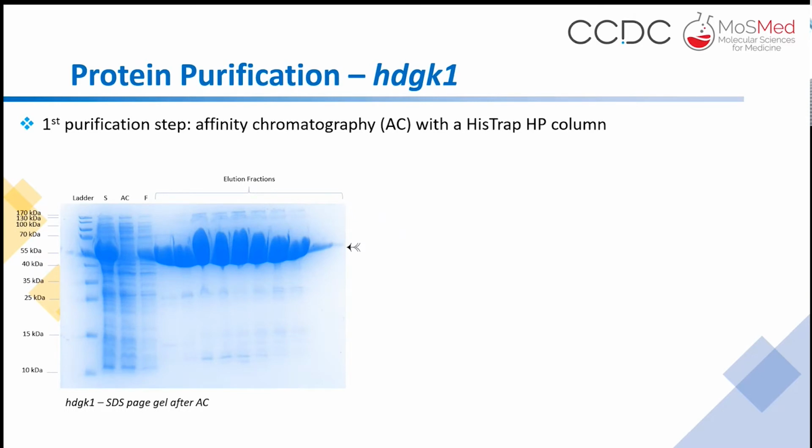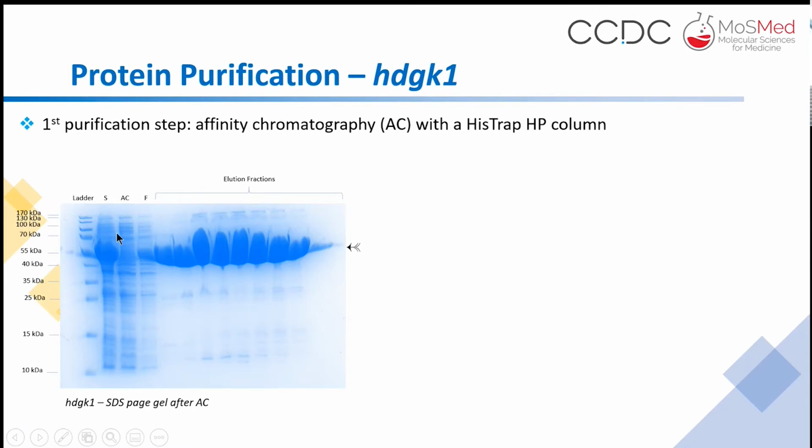This is an example of one of my gels for the first vector. The first row is just the ladder. Then we have the S, which stands for supernatant, so that's the protein before purification. AC is after column, so after the protein was loaded onto my column, and then F is just the flow through. And these are my elution fractions after the first purification step.